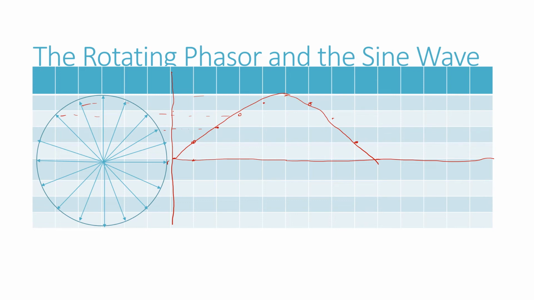Right. Good. And similarly, as you continue, you would go round and round. You come down, and you go back up, and then you're off the scale. All right. So that is how you would generate a sine wave from a rotating phasor.